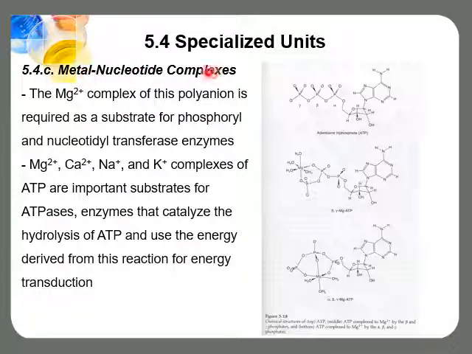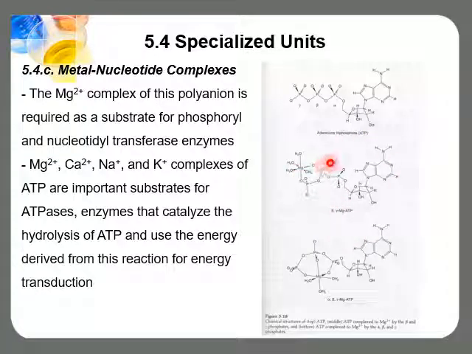Okay, this is metal-nucleotide complexes. It means that nucleotides also act as a specialized unit to stabilize metals. There is an example of a magnesium 2+ complex. Polyanion is required as a substrate for phosphoryl and nucleotidyl transferase enzymes. Magnesium, calcium, sodium, and potassium complexes of ATP are important substrates for ATPases. And this is an enzyme that catalyzes the hydrolysis of ATP to produce energy. Look here, the magnesium 2+ nucleotide complex is found here.